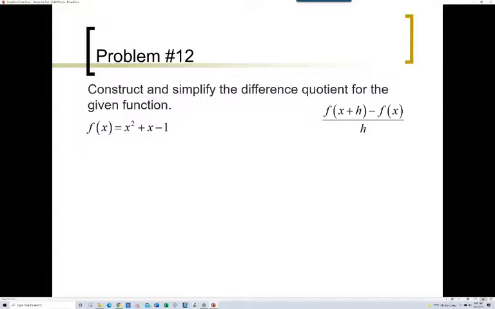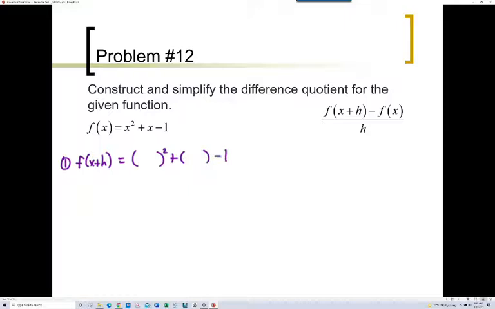Let's look at number 12. So here you're supposed to find the difference quotient for this function f of x equals x squared plus x minus 1. So we did this in 3 steps, and that's how I'm going to do it here. First, we're going to find f of x plus h. That's just this piece here, this part.